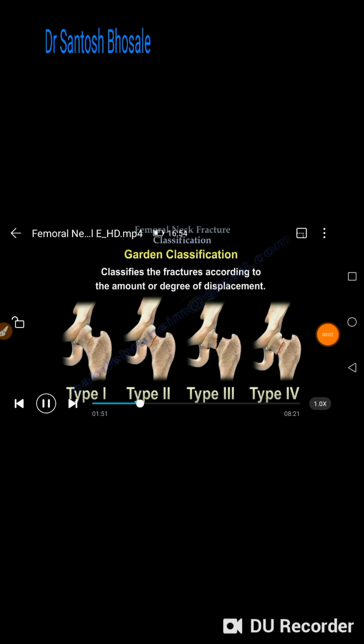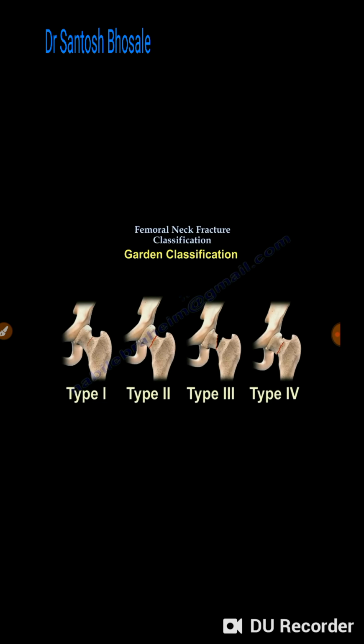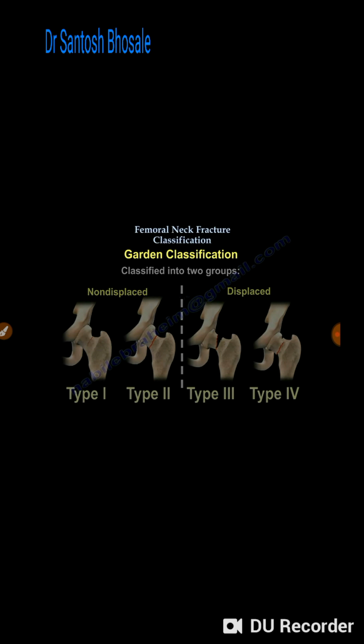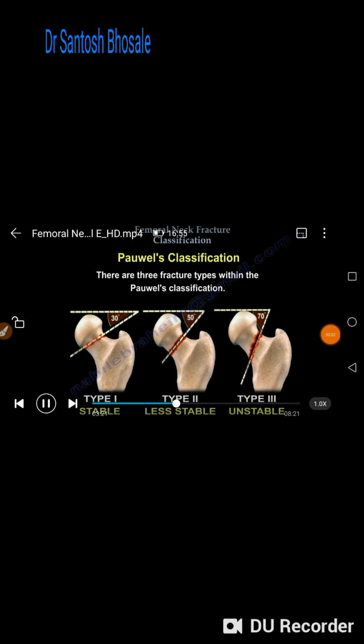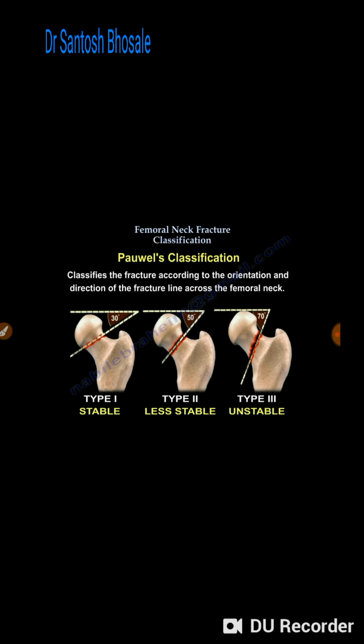The fracture of neck is classified on the Garden's classification. It depends on the amount of displacement or risk of vascular occlusion. This classification applies to geriatric and insufficiency fracture due to osteoporosis. You can see the 4 types there: non-displaced and displaced. And one more type of classification is Pauwels' classification. It is according to orientation and direction of the fracture line across the femoral neck.